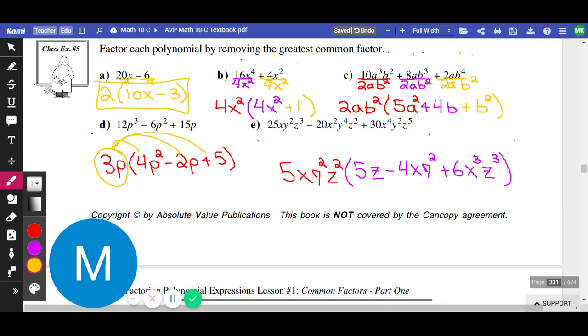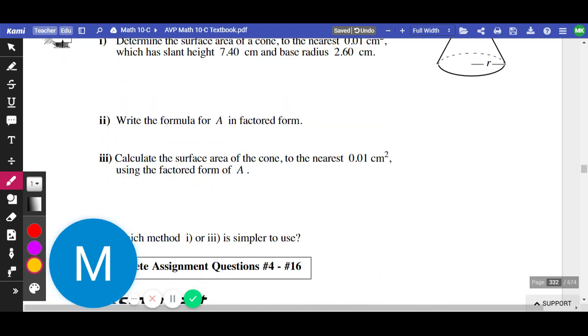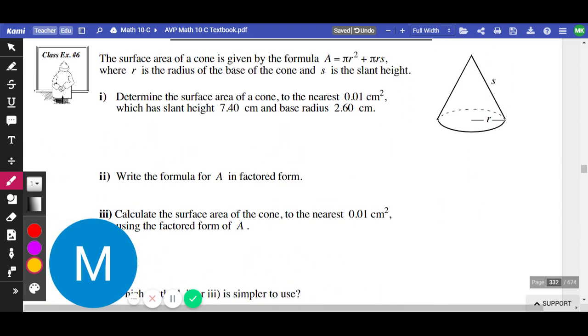All right, last guy. This word problem. The surface area of a cone is given by the formula, they give you the formula, where r is the radius of the base of the cone, and s is the slant height. Determine the surface area of a cone to the nearest hundredth, so the second decimal place, which has a slant height of 7.4 and radius of 2.6.